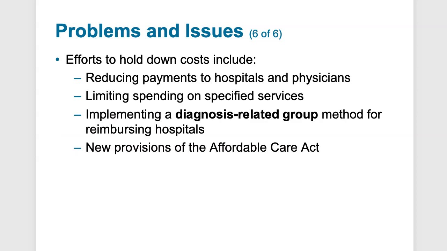Now, they've been working to try to hold down costs, setting up payment schedules that reduce payments to hospitals and physicians. But this comes at a cost too. If you're going to pay the hospitals and physicians less for services for Medicare patients, more hospitals and physicians are going to decline to accept Medicare. So it's going to limit the choices or force the hospitals to become so efficient, patients are going to get lower quality of care. They could limit the spending on specific services, putting maximum spending on specific services. They can implement more of a DRG method for reimbursing hospitals, and other efforts to reduce costs are embedded in the Affordable Care Act that we talked about in a previous chapter.